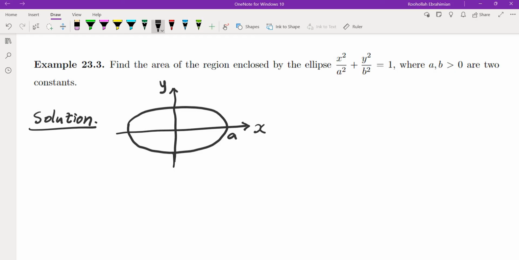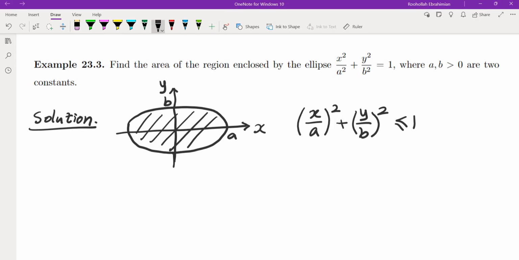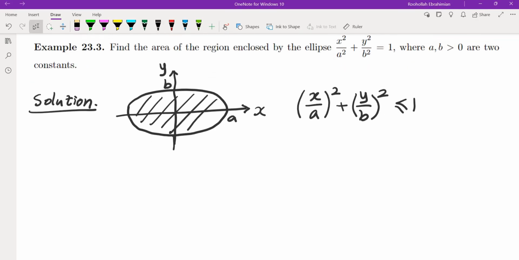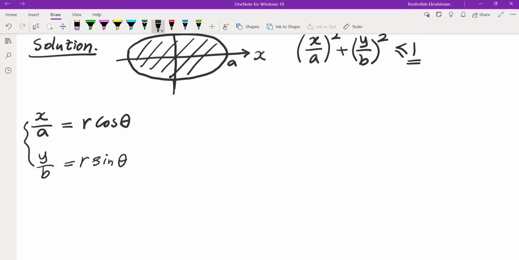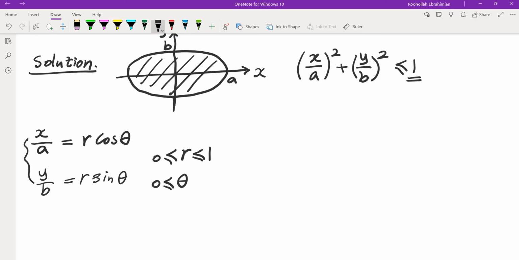But what we can do is look at (x over a) squared plus (y over b) squared. Inside the ellipse, this is less than or equal to 1. What does that mean? It means we can use something similar to polar coordinates. So x over a would be r cosine theta, and y over b would be r sine theta. Now, what are the limits of r? Because here I have 1, the limits of r would be from 0 to 1. And because it's a complete ellipse in all quadrants, theta would go from 0 to 2 pi.